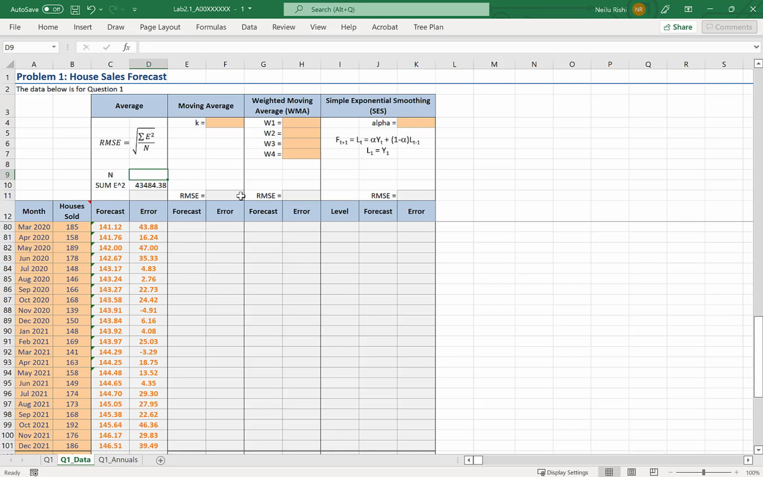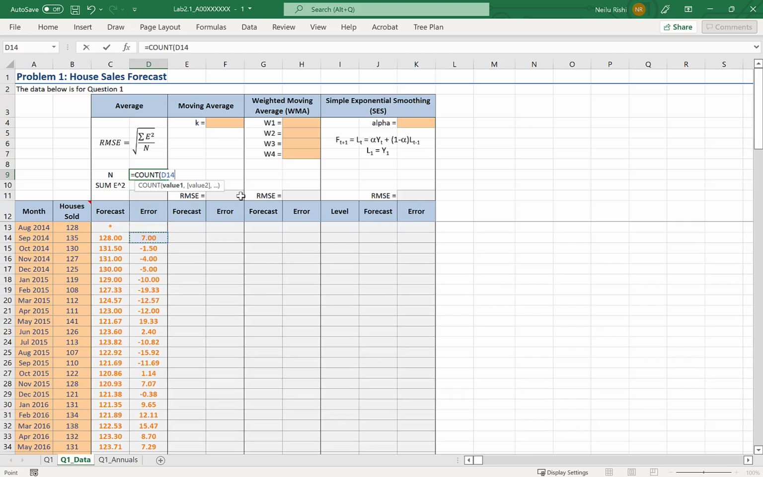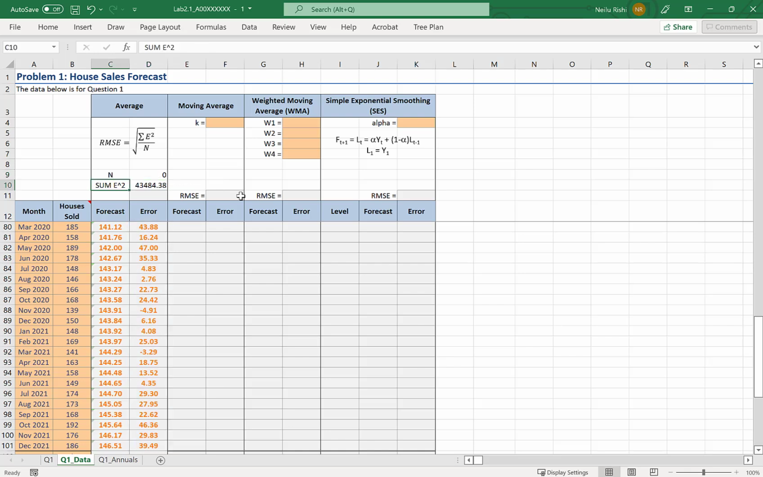So n is going to be equal to the count of, again, I highlight all my errors. So from September 2014 all the way to December 2021, and I get the count of 88 errors. Now my RMSE is going to be the square root of this sum of squared errors divided by the count of the errors. So you can get a better look at the formula, the square root of the sum of the squares of the errors divided by our count, giving me 22.229.